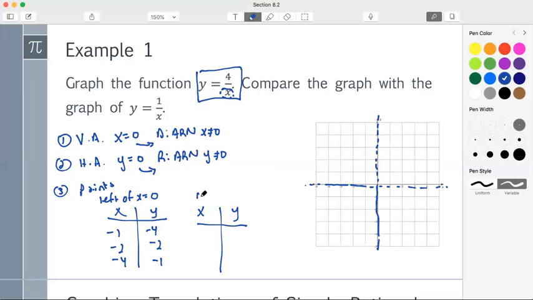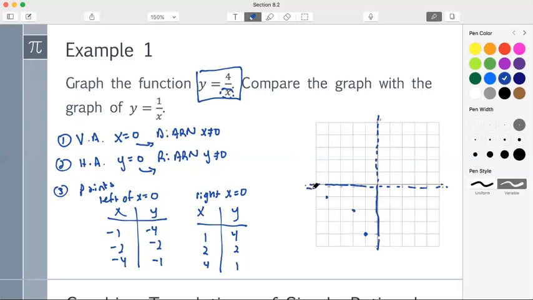And on the right of x equals 0, I'm going to plug in 1, 2, and 4, just because those are easy points. 4, 2, and 1 is what I get out when I plug them into my function. And I plot those points. So we have -1, -4. There's my point. I have -2, -2. There's my point. And I have -4, -1.